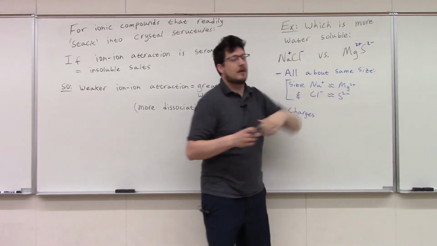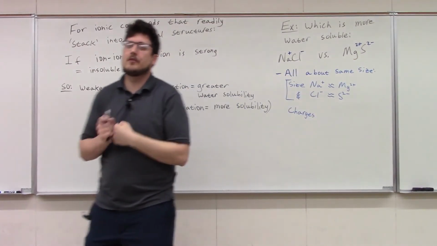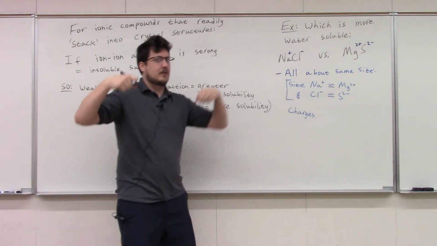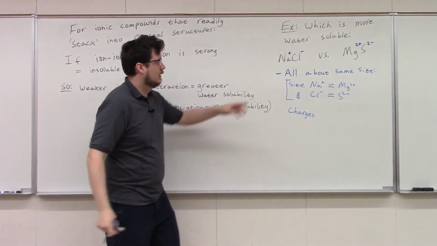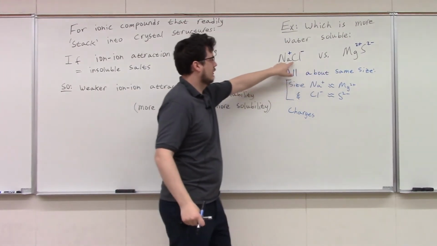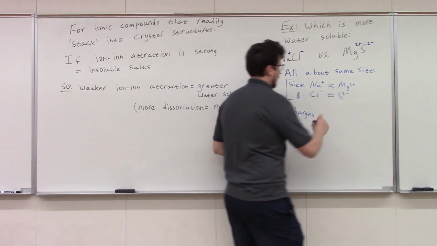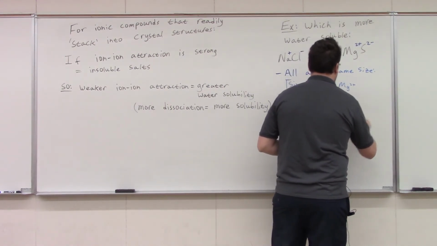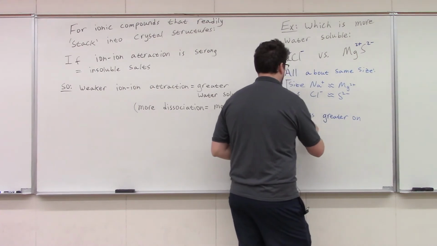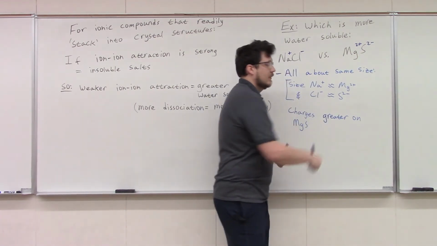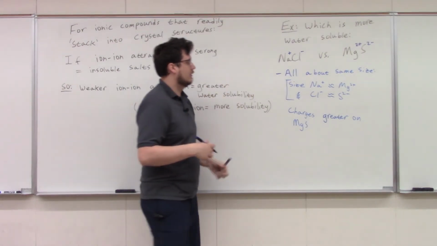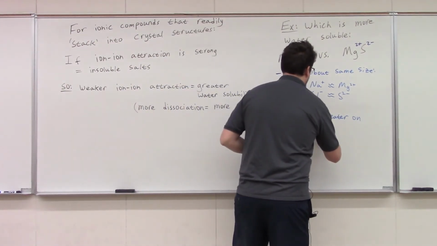Effectively, this +2 and -2 are going to have about 4 times the attraction because we've doubled both sides. You double it again, you get to 4 times the attraction of the +1 and -1. So charges are greater on MgS. Well, that means that they're going to have stronger attraction, which equals less solubility. I asked which is more water soluble, so we can flip that on its head.